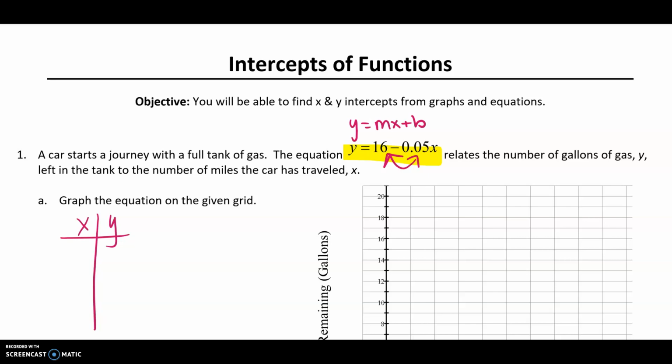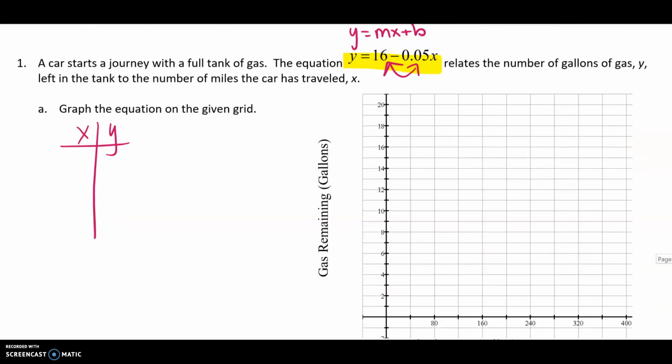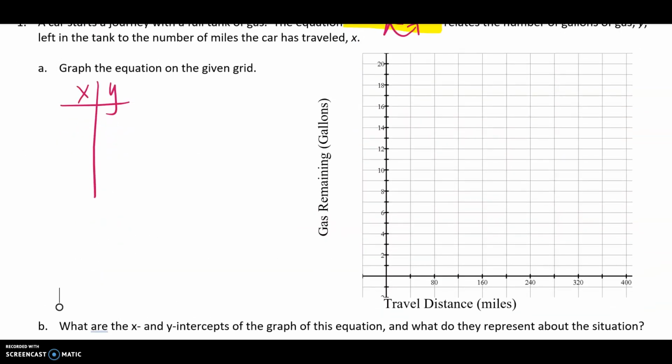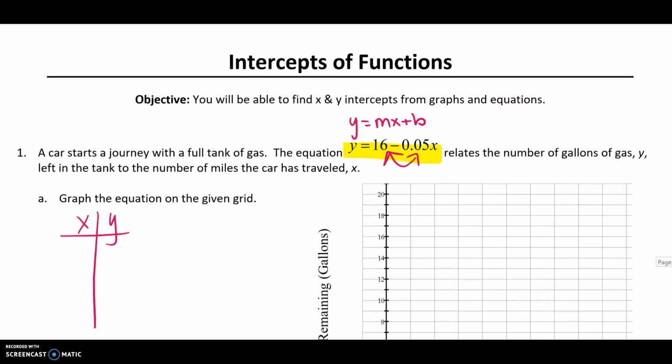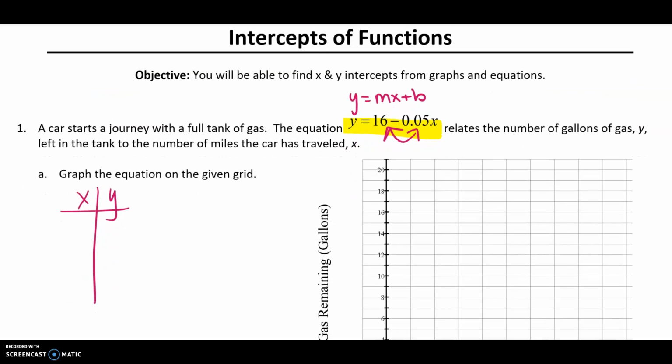Looking at this graph that I'm going to use here, let's call the x-axis the distance you travel in miles, and the y-axis how many gallons are remaining in the tank, just like the directions say. So x is miles, y is gallons. See if you can sketch that graph. Take a moment. I'll come back.